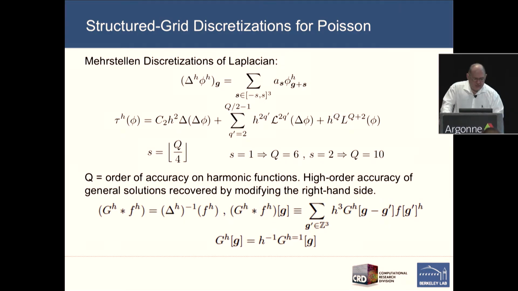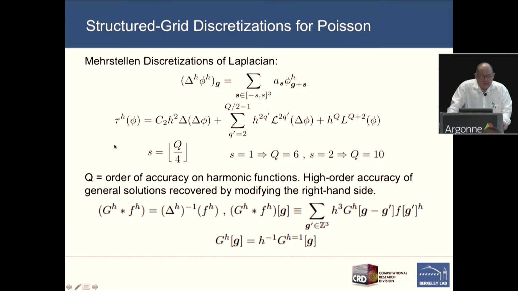And what's the point of this? Well, if what you're interested in is high order accuracy on harmonic functions, then you can get these very high order accurate methods on harmonic functions relatively cheaply. So S is the floor of Q over 4. That's how big S has to be to get to that order.